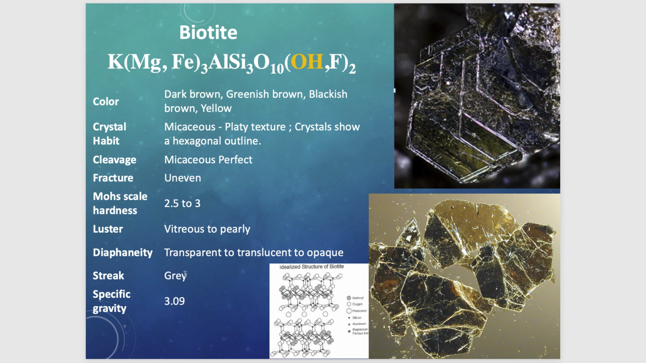Streak is gray, which is helpful, but not very often. Sometimes the muscovite will also have a gray or greenish streak, which is confusing. But many times muscovite, as we said earlier, can be white, and so you can distinguish them. Specific gravity is 3, so it's a bit higher than what's seen before for the amphibole.